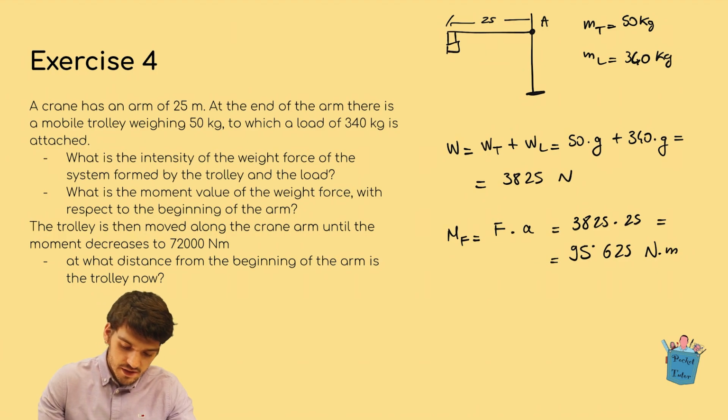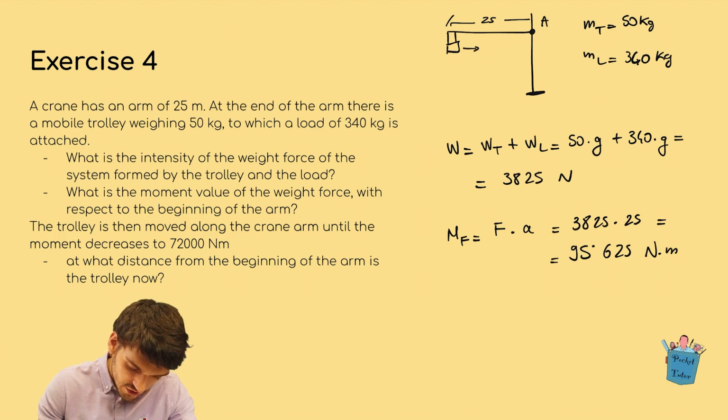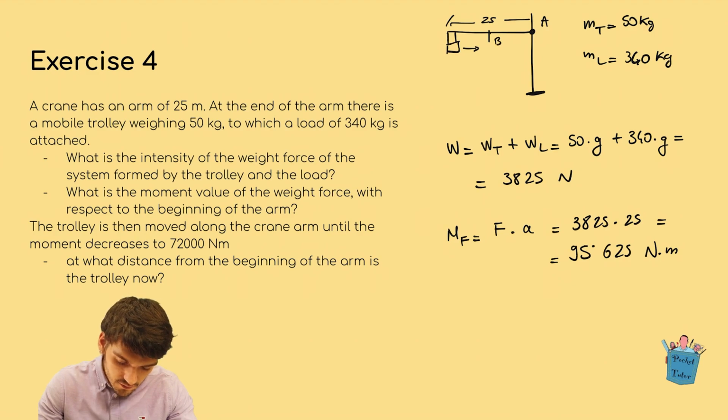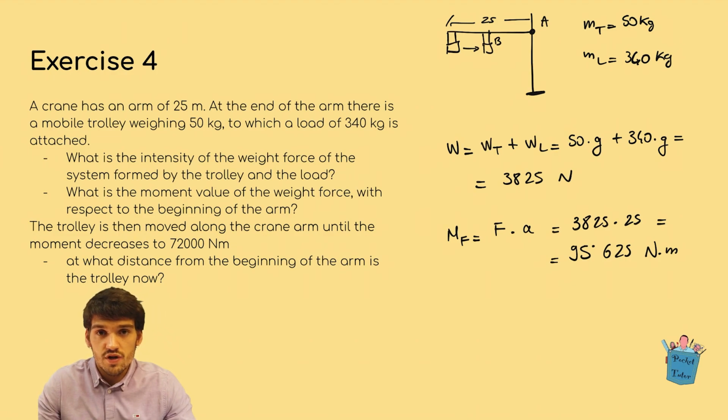Now the trolley is moved along the crane until the moment decreases to 72,000 newton meters, which means that we are moving the trolley in this direction until a point, here we can call it B, and in this position, in position B, the moment of the whole system is equal to 72,000.